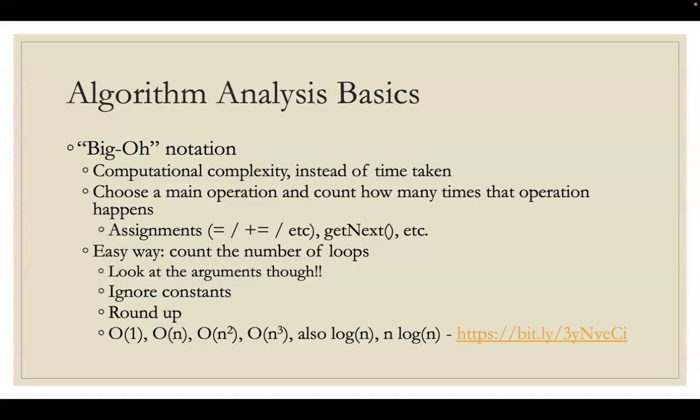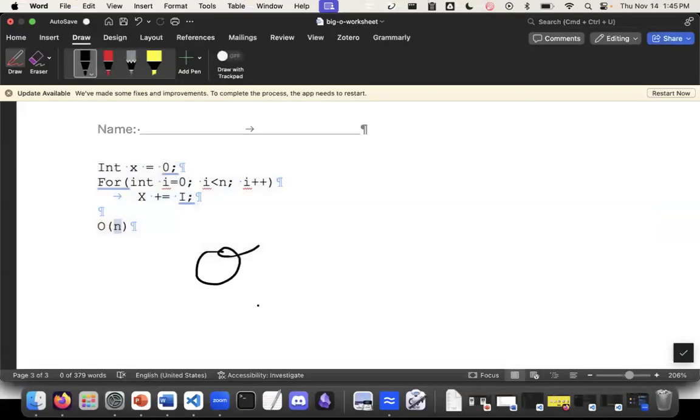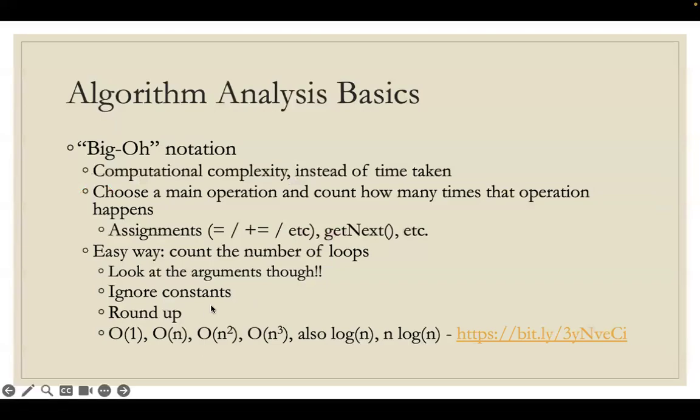We have to make sure to look at the arguments. We have to look at this and see, are we going from 0 to n? Because maybe we're not doing that. Maybe we're doing something different. So make sure to look at that.